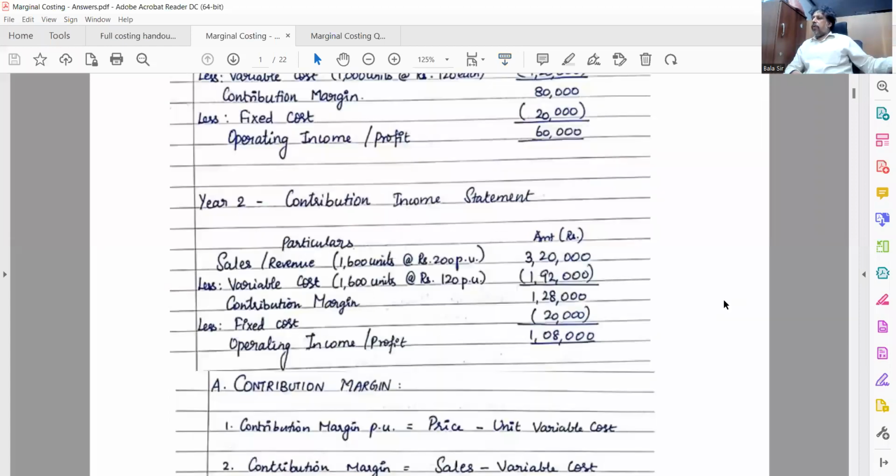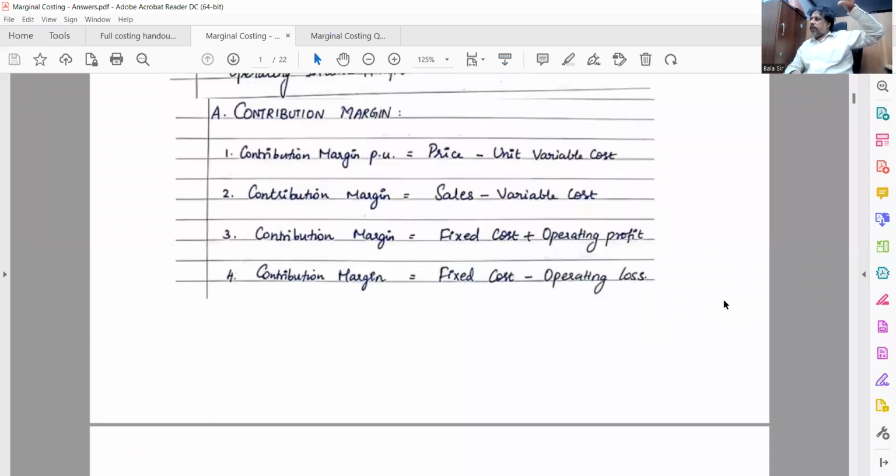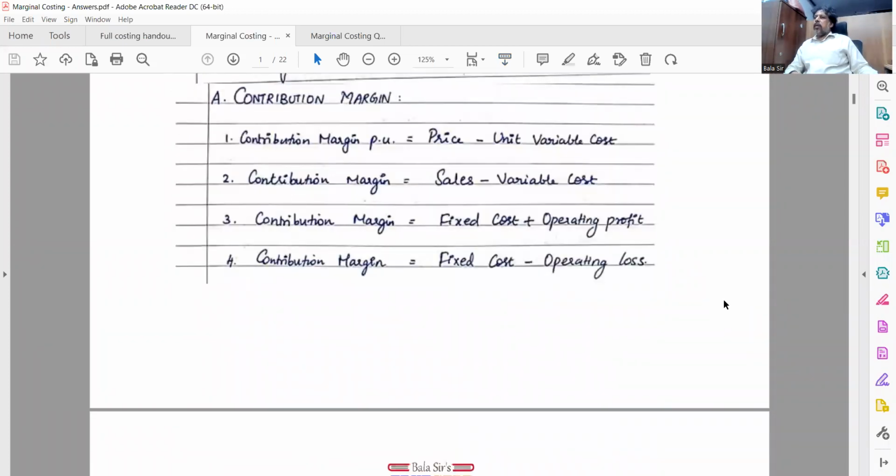Okay, so guys, we're going to now start with a set of equations. Now, what is our first set of equations? The contribution margin. Basically, how to understand or how to calculate the contribution margin, right? Now, I've given all the possible equations to find the contribution margin. Under that, what is the first one?